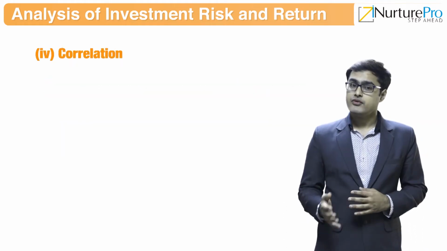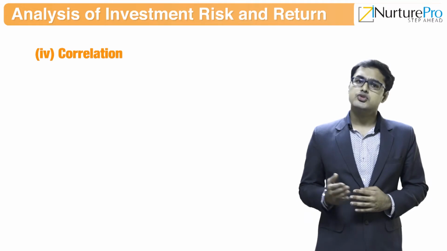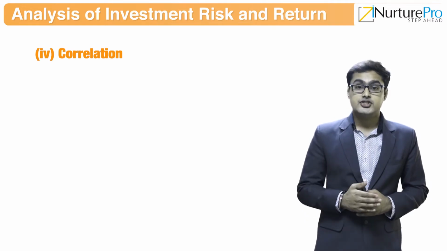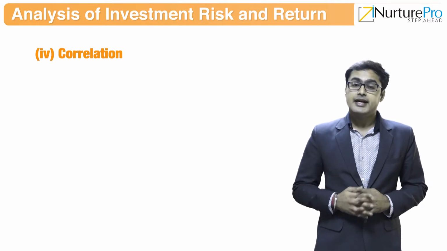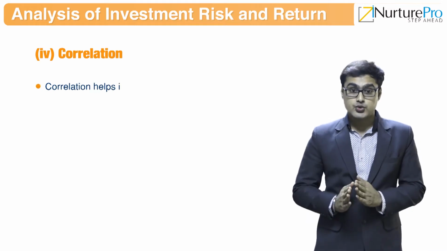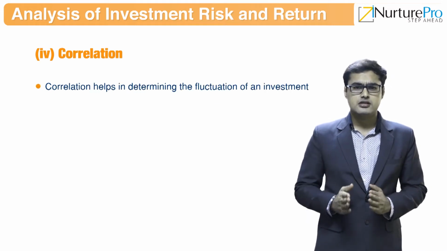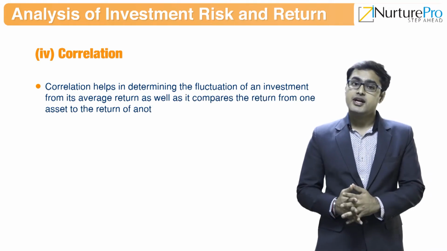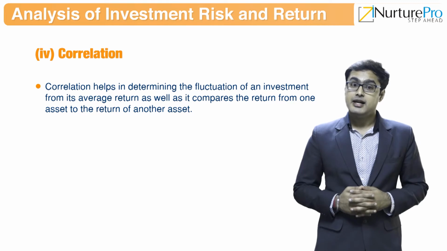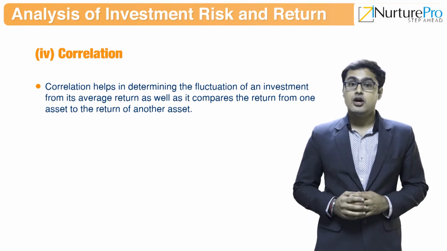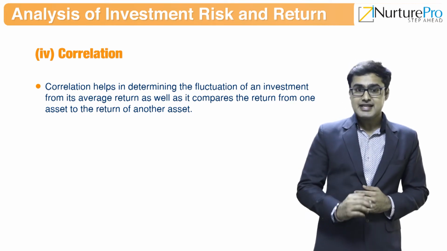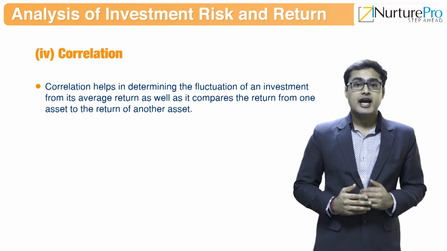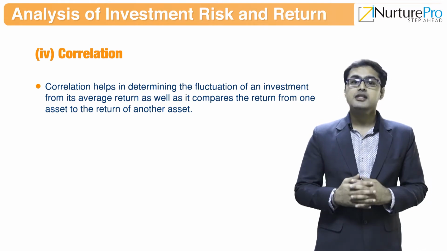Correlation is similar to covariance, except that it also considers the standard deviation of the investment portfolio. It helps in determining the fluctuation of an investment from its average return, as well as it compares the return from one asset to the return of another asset. This analysis will help the planner to select the asset for investment which deviates less from its average return and gives positive return as compared to the other assets.